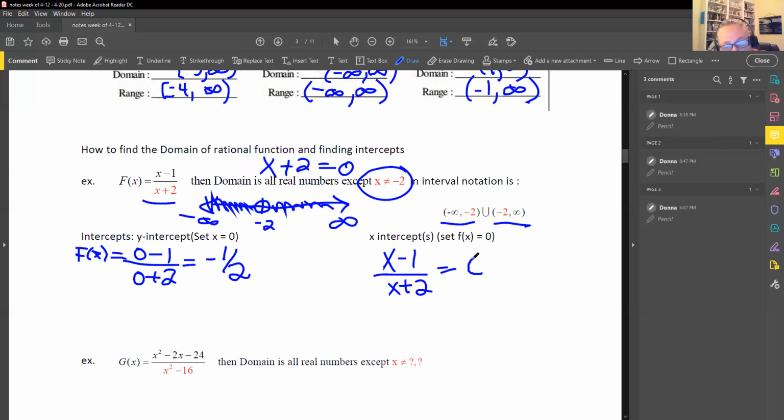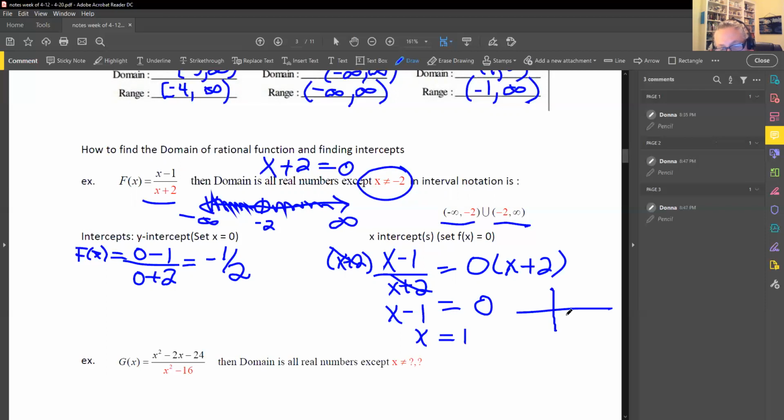I want you to notice something with rational functions. To clear the bottom, I'd have to multiply by x plus 2 on both sides. So those cancel. 0 times anything is 0. So really all you're doing is taking the top of the fraction and setting it to 0 to find the x-intercepts. Once you get that, you just move the 1 over and I get x equals 1. So this is going to cross the x-axis at (1, 0).